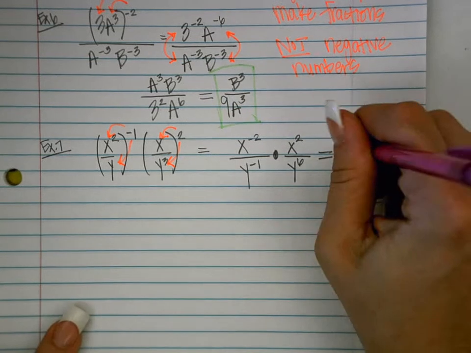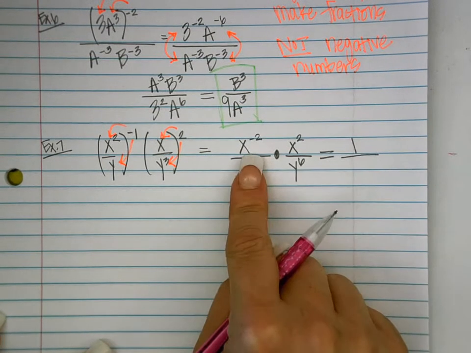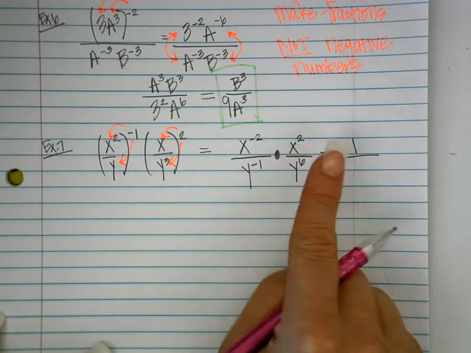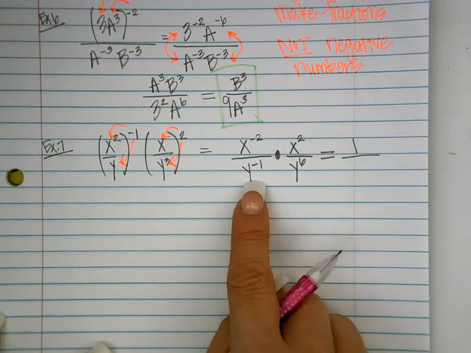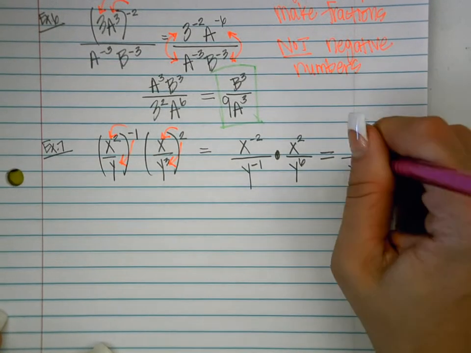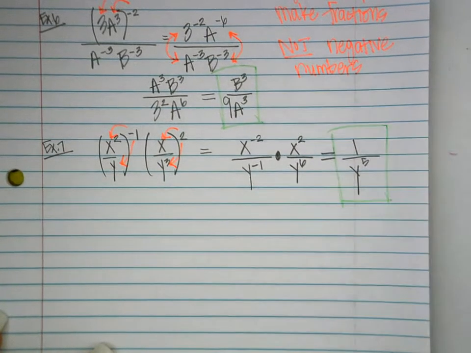So 1 happens in the numerator. So basically the numerator, these negative 2 exponents cancel out those positive 2 x's. Okay? Then in the denominator, y to the negative 1 times y to the 6 becomes y to the what power? 5th power. Okay, so your actual answer here is 1 over y to the 5th.